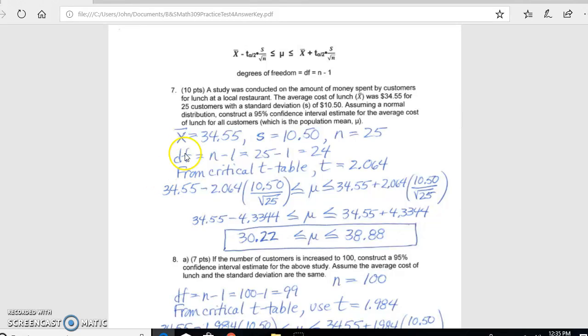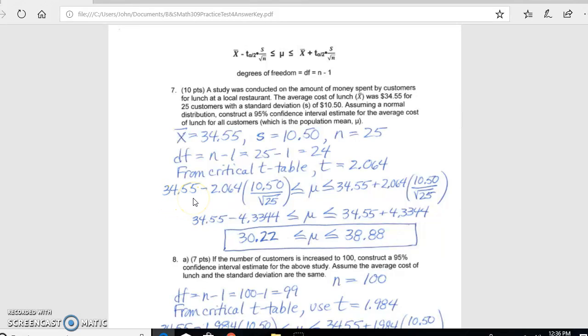We first calculate the degrees of freedom, which is n minus 1, which is going to be 24. And then when we look in the table, we're going to go down to look at the DF column on the far left. We're going to go down to 24 degrees of freedom and then move over to the right until you come to the 95% confidence column, and you should get this T value of 2.064. And then we will plug in the values into the formula.